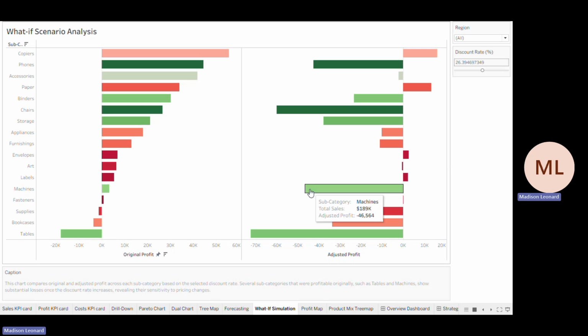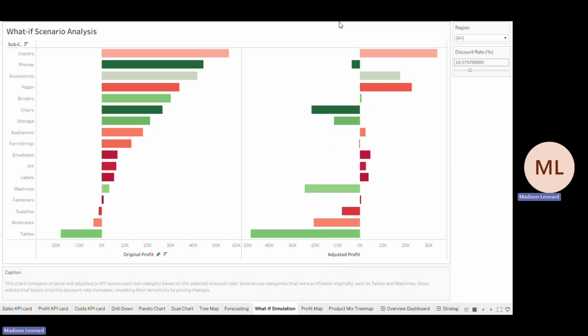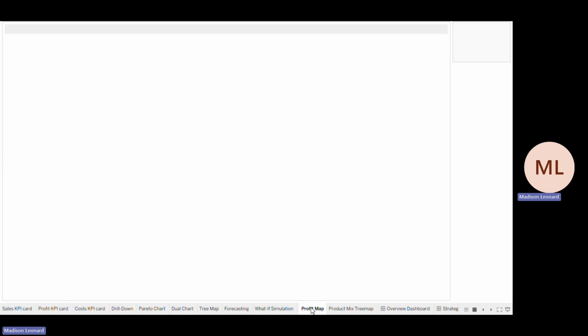Here is the what-if scenario. Here I tested some discount rates. Right now I'm at 26%. If you go to 1, you can see it's not going to be much different. And you can see that when the discount rate rises, our profitability goes down instead of going up. But it could be good for some products that we can't really sell without the discount, to make some sales and increase other profits when you look into it.